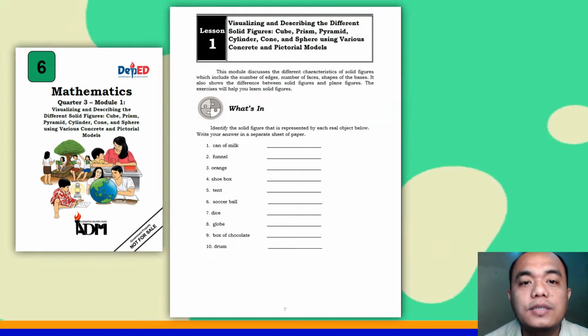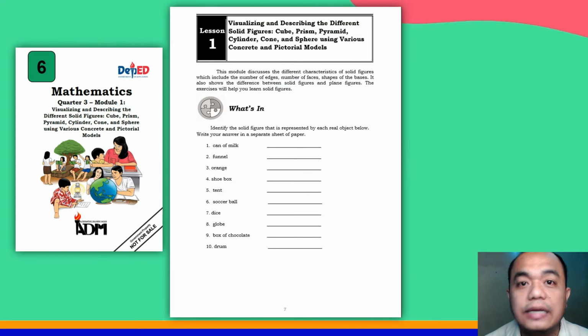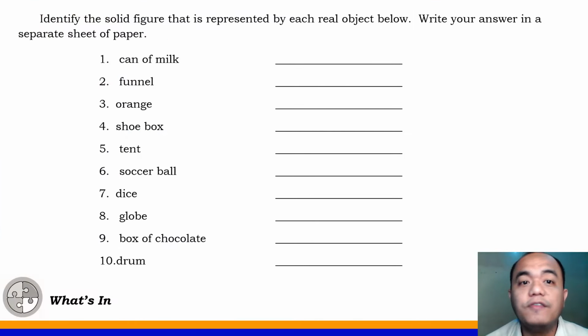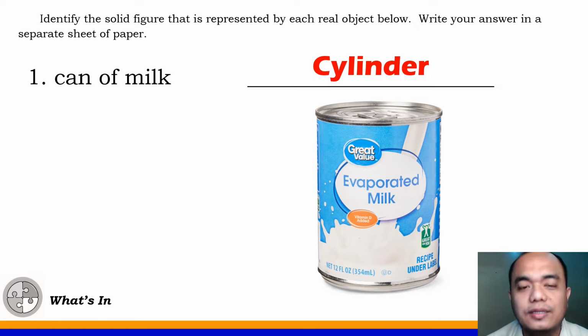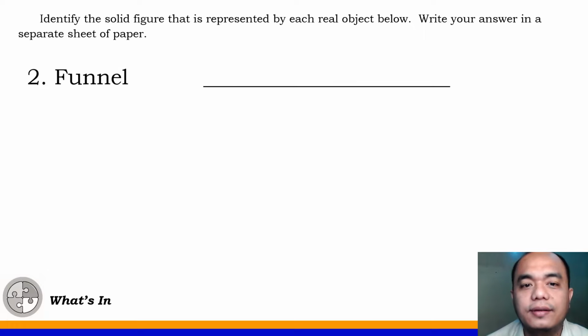This time, we will proceed to the What's In part of the module in lesson 1. Direction: identify the solid figure that is represented in each item. Again, no need to write your answer, just say it orally. Number 1, can of milk. What kind of solid figure is a can of milk? For you to visualize what this can of milk looks like, I'll be showing you an illustration. That one, can of milk. What kind of solid figure is that? Yes, that's a cylinder. So again, you now have the idea what a cylinder looks like. Number 2, funnel. Funnel looks like this.